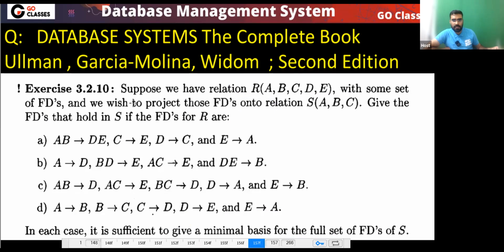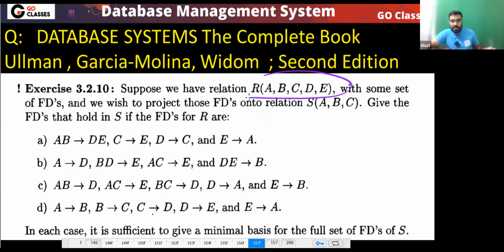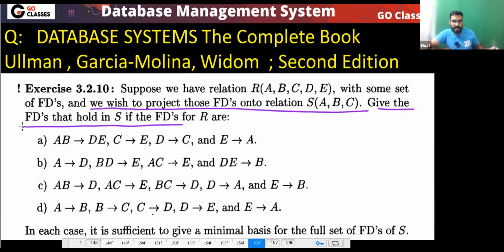Look at this. What this question is saying, one of them I will do, the remaining I will give you as homework. These FDs are given on the relation. Is this clear? On this relation R, these FDs are given. And the question is saying we wish to project these FDs on the relation S, ABC. Give the FDs that hold on ABC.